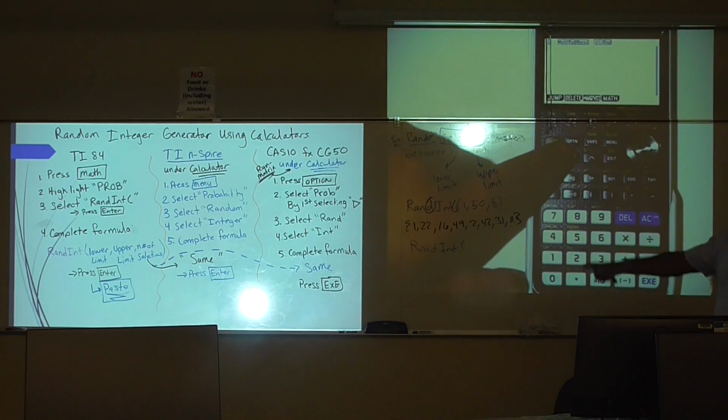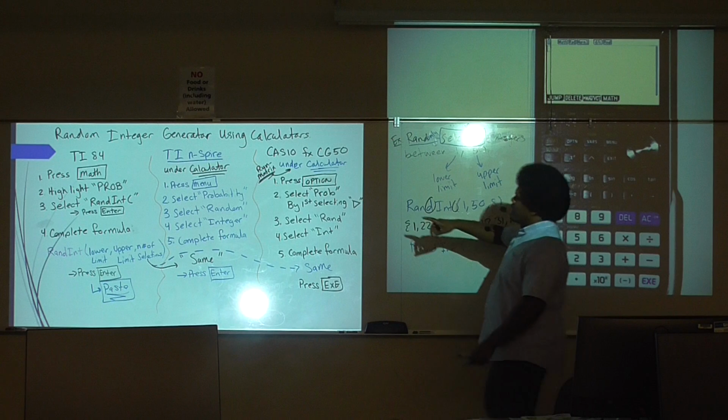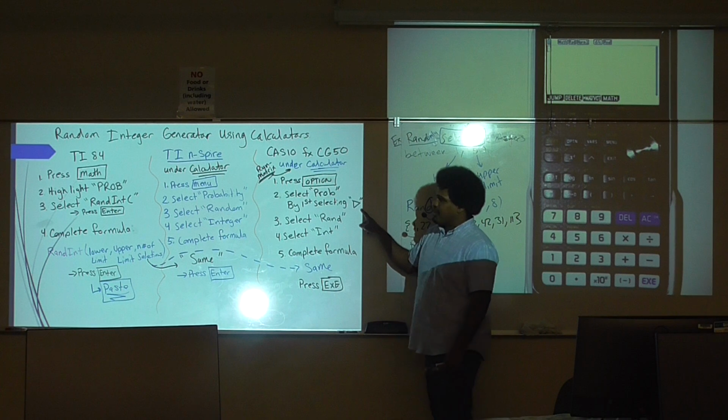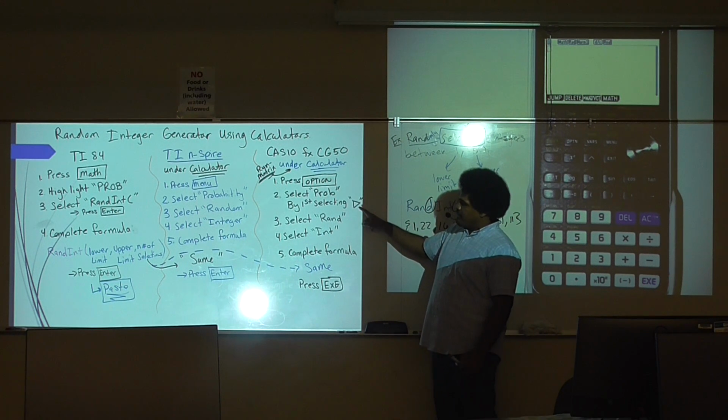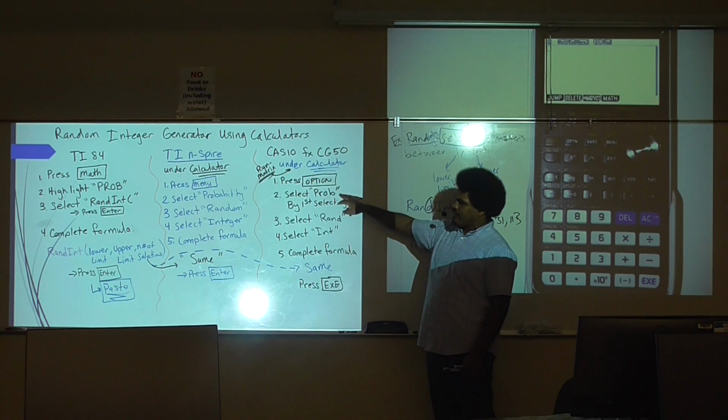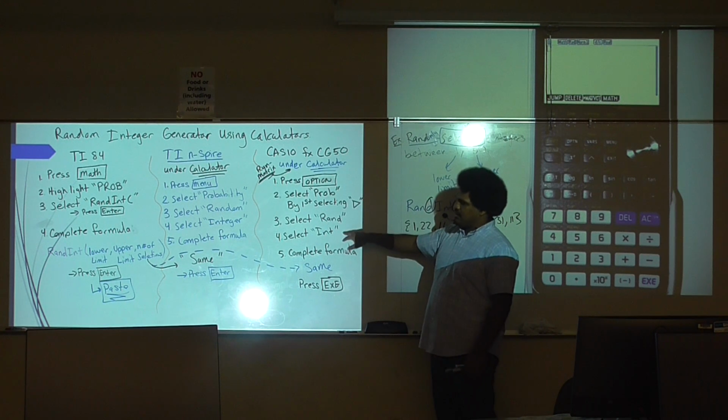Well, we have to press option, like I've already done here. First thing first, I'm going to press option, and then from there, I'm going to select probability, but we have to press the arrow because it's not going to show the first time around. We press the arrow, and it slides the bar of options, and we'll see probability after that. After we choose probability, we choose random, then from random, int.